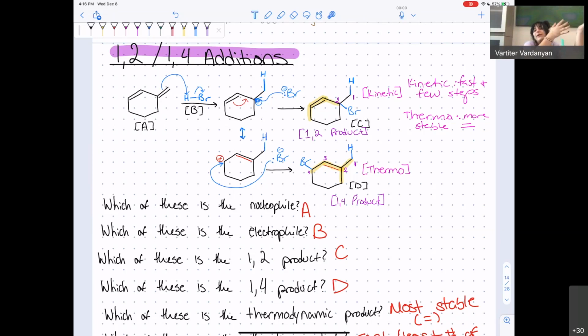This will not always be the case, but for the ones you get on this exam, it most likely will be. The nucleophile is always going to be A. The electrophile is always going to be B. I take that back. The nucleophile is always going to be the diene. The electrophile is always going to be HBr.